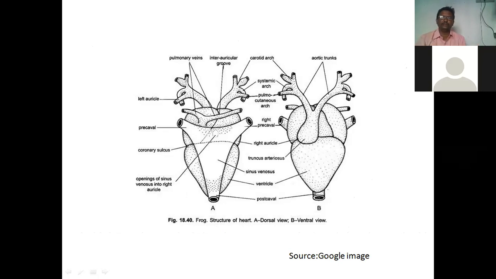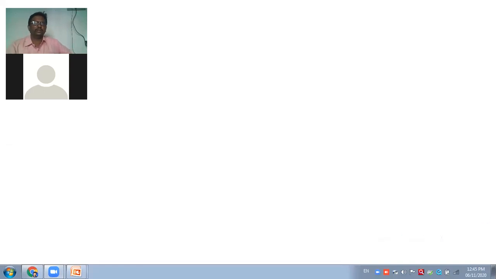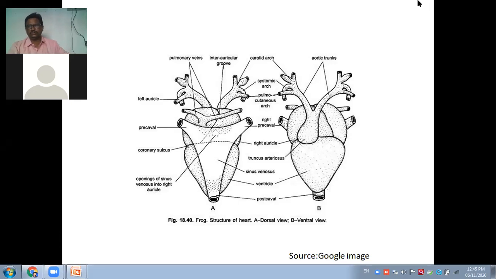Okay, now the important thing that we want to learn here is the heart of the frog. Now here, my dear students, in front of you is a diagram with reference to a Google source. We have taken this one from Google. Now it is important that we learn the different organs which are present in this circulatory system. Now I request you, just look at this diagram carefully.